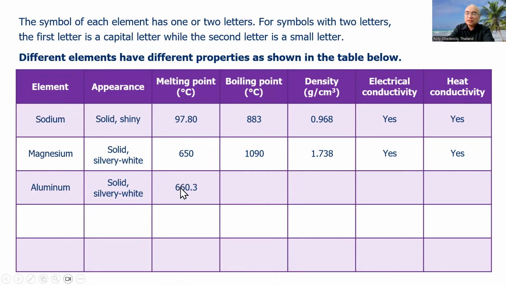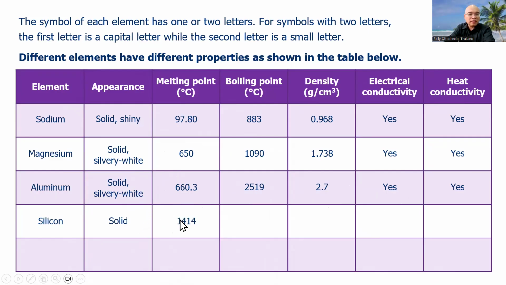It melts at 660.3 degrees Celsius and it boils at 2,519 degrees Celsius. The density is 2.7 grams per cubic centimeter. And it is an electrical conductor and also a heat conductor.